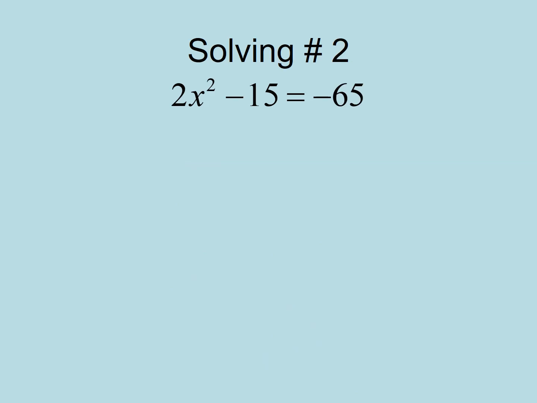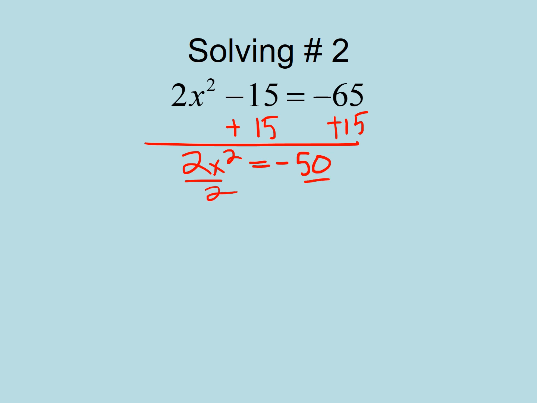Let's look at example 2. So solve for x, get x squared isolated. So in order to do that, we need to add 15 to both sides before we divide by 2. 2x squared is equal to a negative 50. Now divide by 2, divide by 2. You're left with x squared is equal to a negative 25.